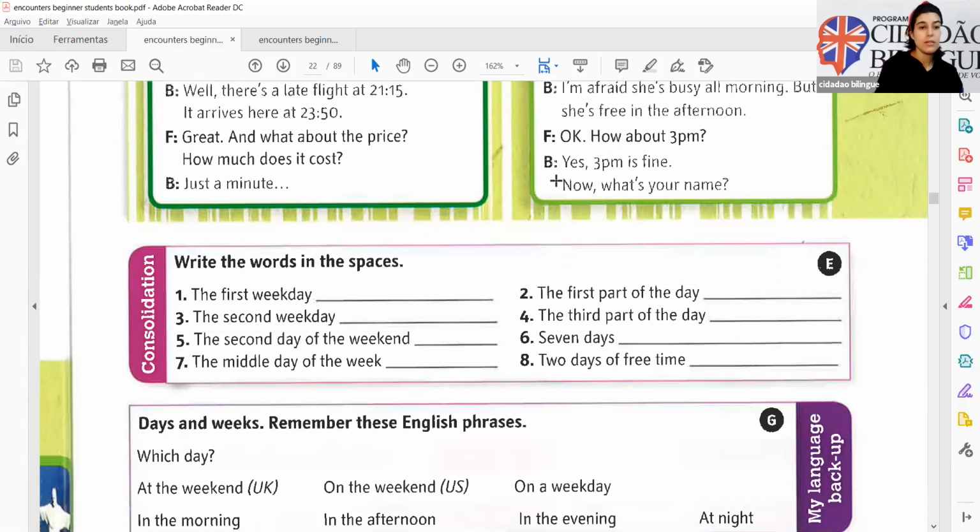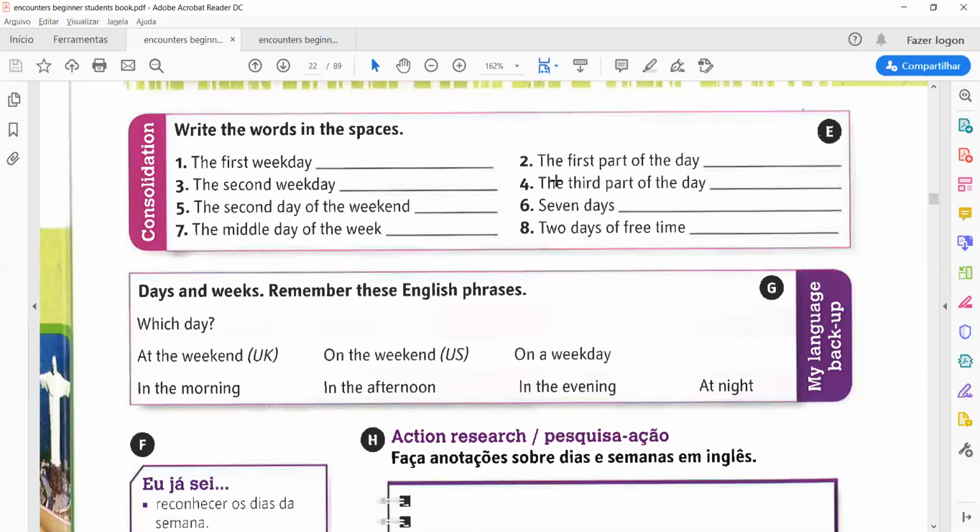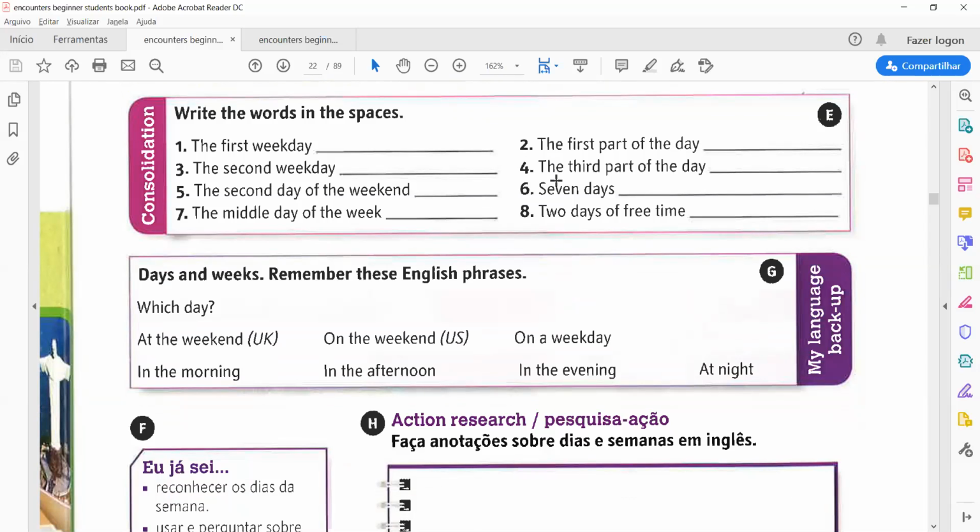Okay, so now, teacher, for the consolidation. Appointment significa o que mesmo? Appointment é agendamento, compromisso, horário. Entendi. So, for our consolidation, para nossa consolidação, write the words in the spaces, okay? Então, a gente vai escrever aqui o que cada desses dias é, okay?